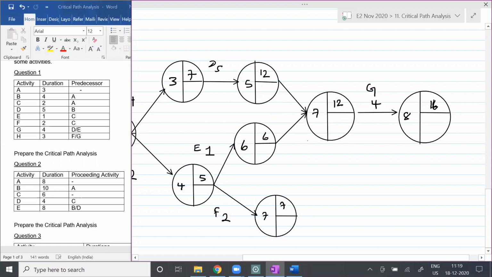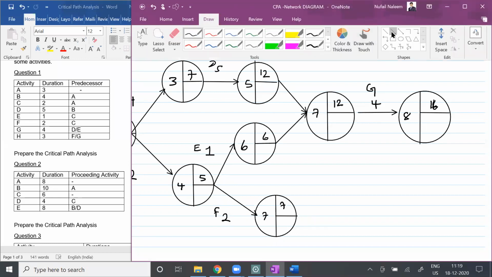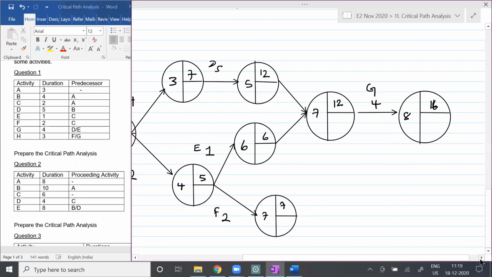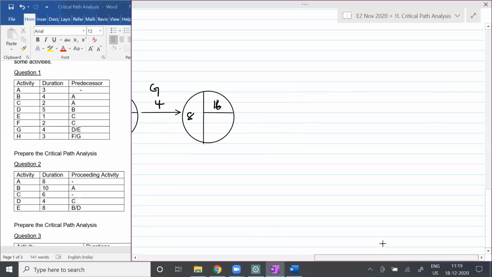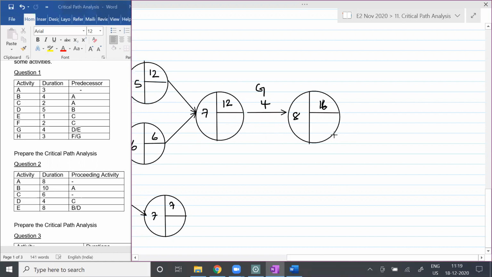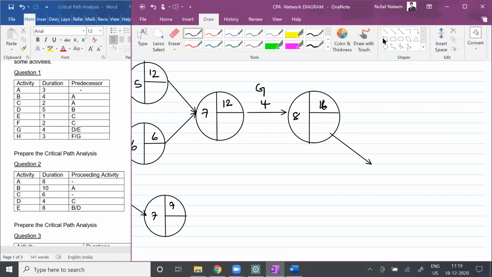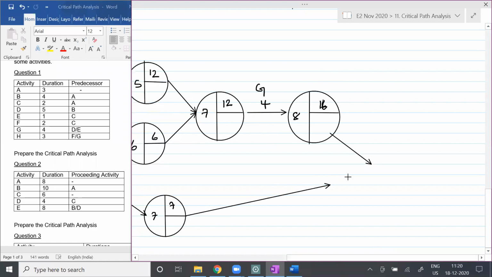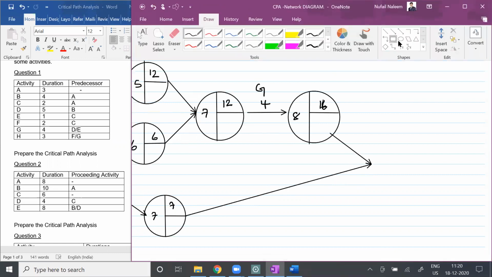And then, students, listen carefully. H. In order to get H, what and what should be combined? F and G should be combined. So we are going to do another preceding activity, a forward-looking line like this. Do you see a line like this? Yes. And if these two are combined, do you see the combining? So again, we need to draw a circle.